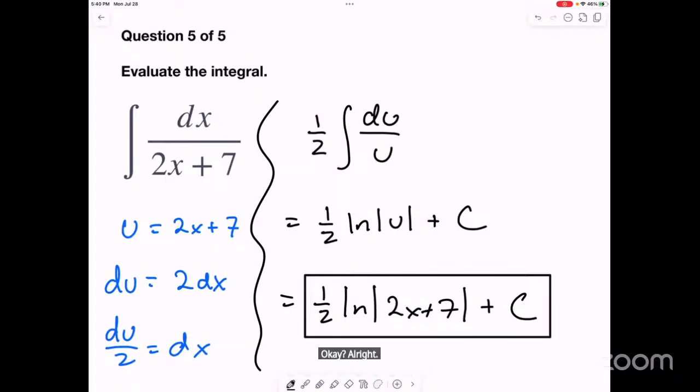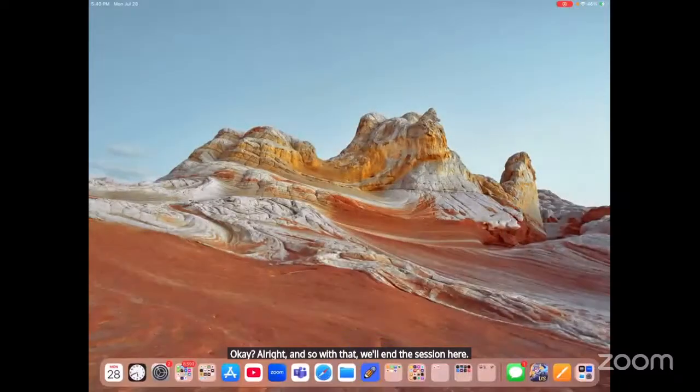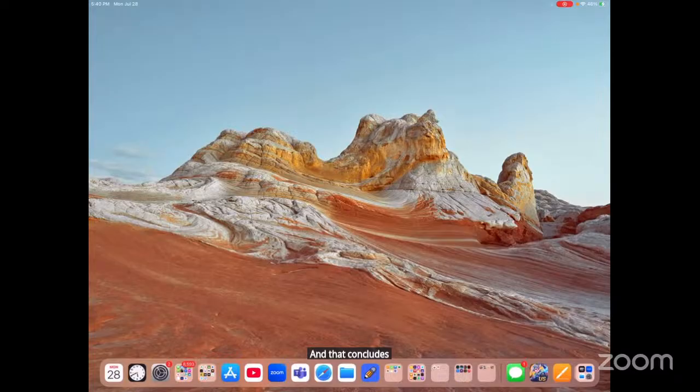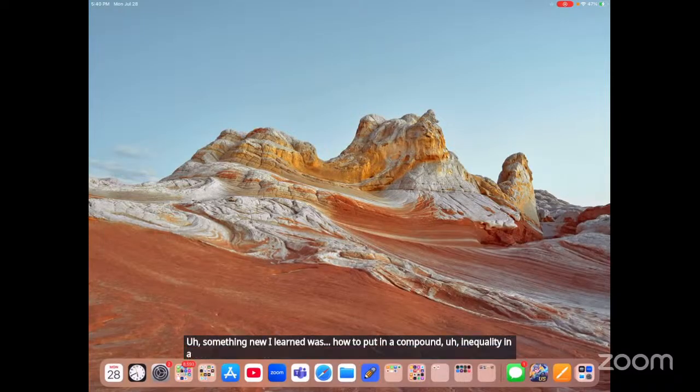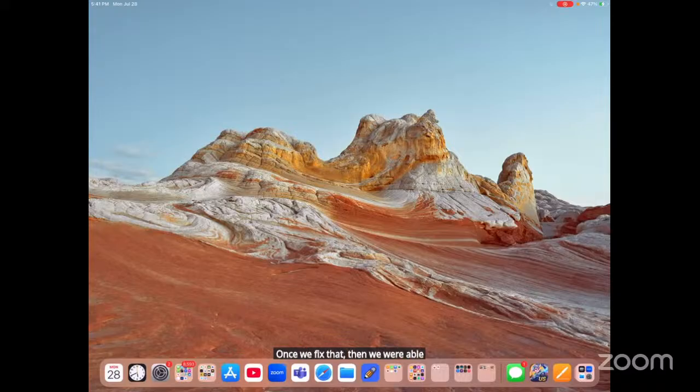It should look pretty much exactly like this, okay? All right, and with that, we'll end the session here. That concludes the presentation on the series of 5 questions from calculus, all regarding the integral. Something new I learned was how to put in a compound inequality in a graphing calculator, right? Once we fixed that, then we were able to get a matchup, okay?